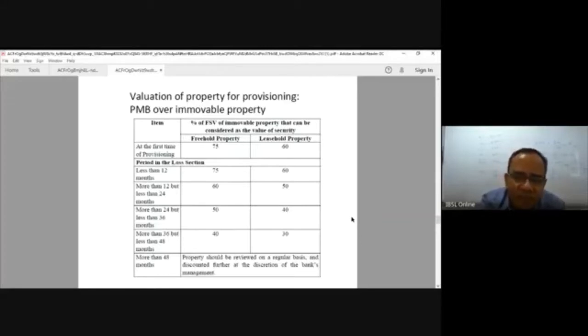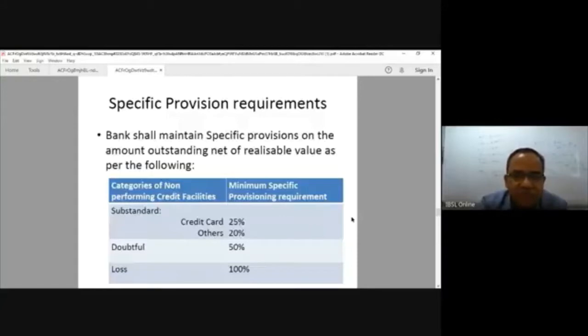When you are lending, you are taking 100% of the sale value, right? Let us say you are going for a property mortgage for 100 million. You are considering 100%. But when you are going for provisioning, what do you do?